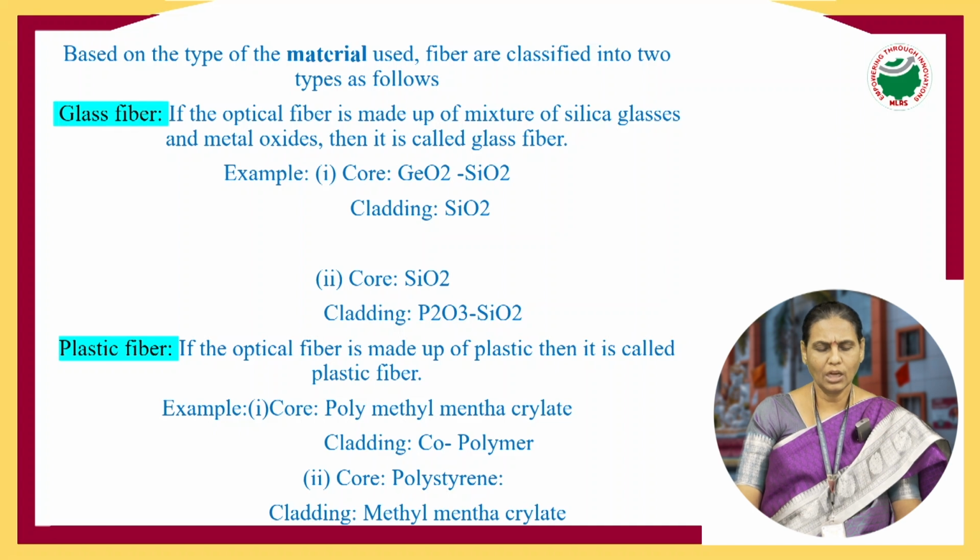Next, coming to the plastic optical fiber. If the optical fiber is made up of plastic, then we call it a plastic optical fiber. For example, the core material is prepared using polymethyl methacrylate, and the cladding is prepared using a copolymer. That type of materials, we call plastic fibers.